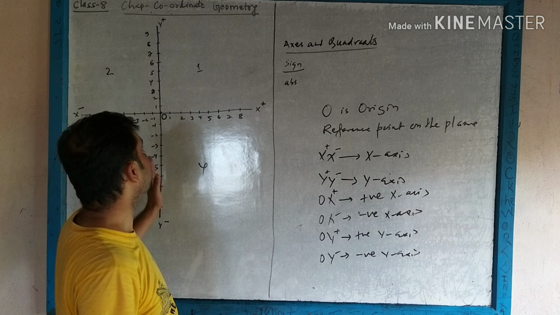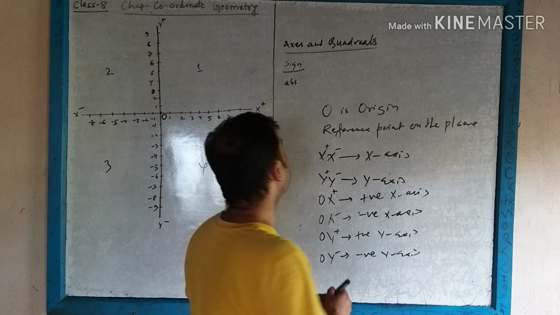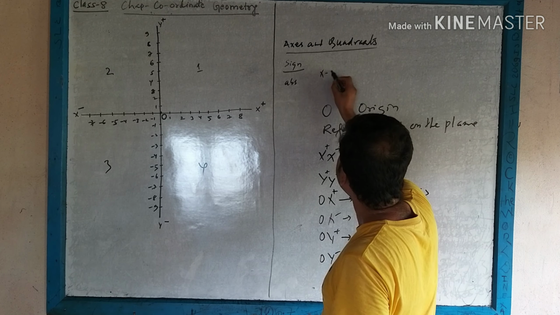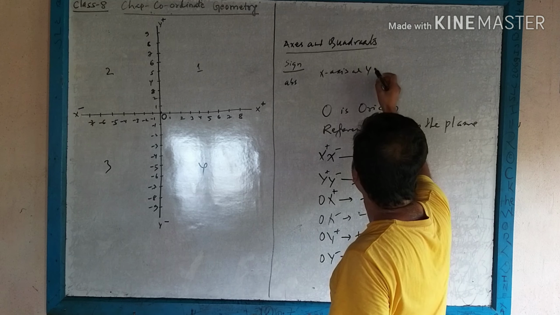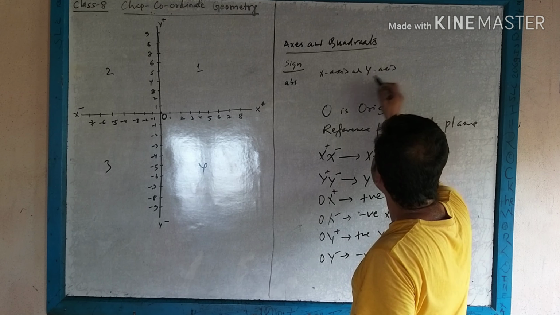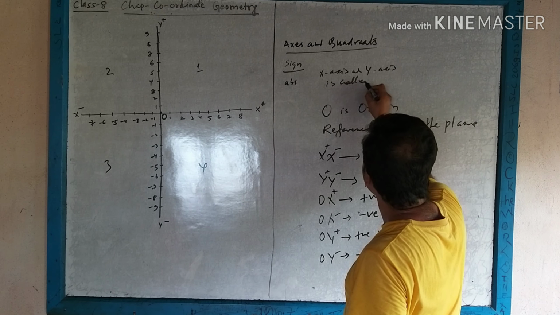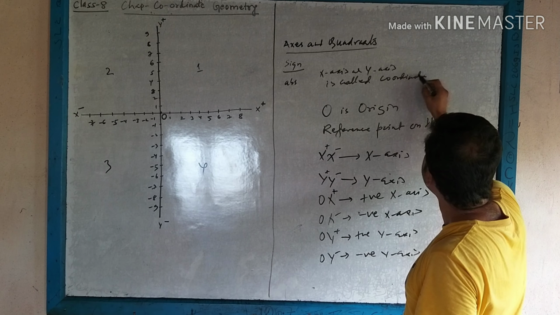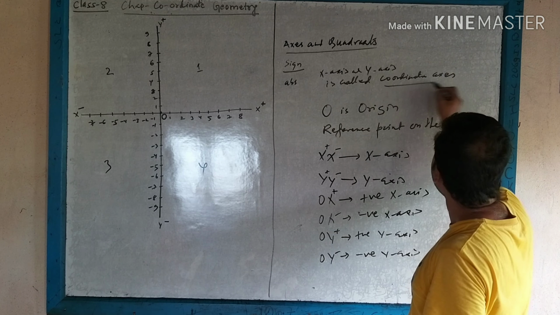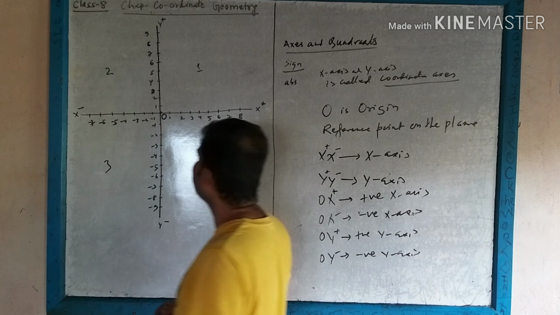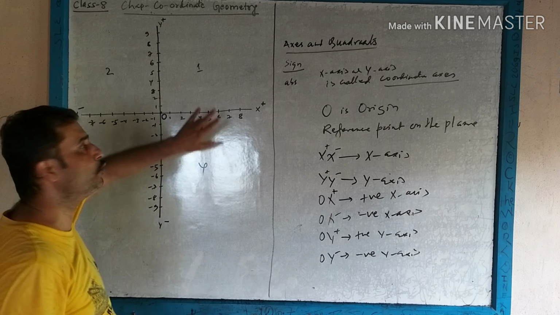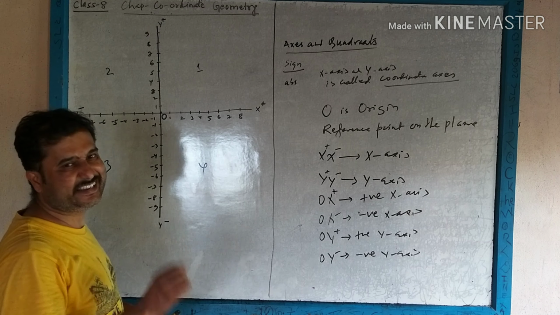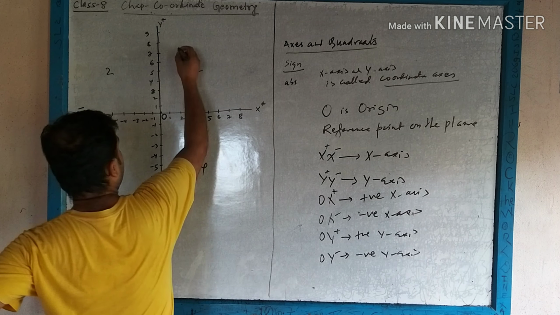This x-axis and y-axis is called coordinate axis. This coordinate axis divides this whole plane into four parts: 1, 2, 3, 4. And each part is called a quadrant.